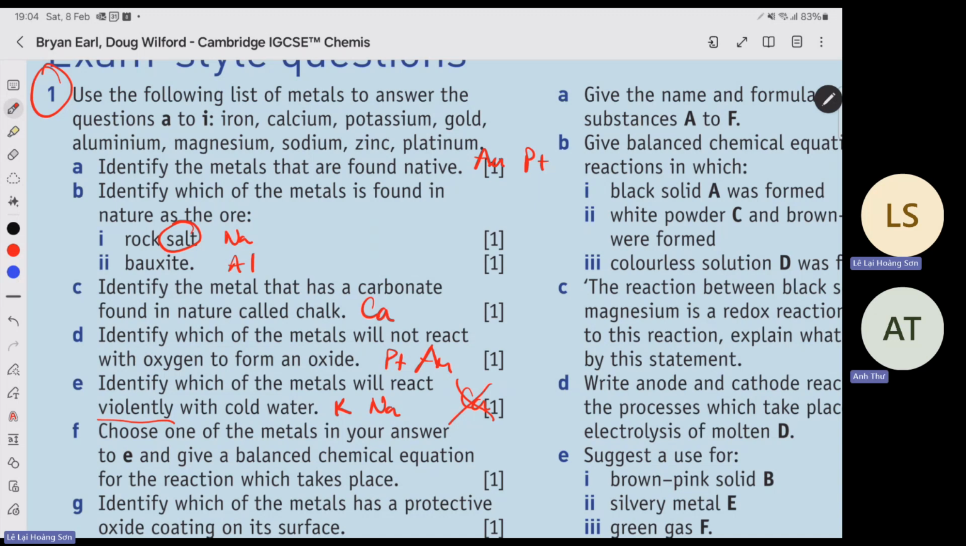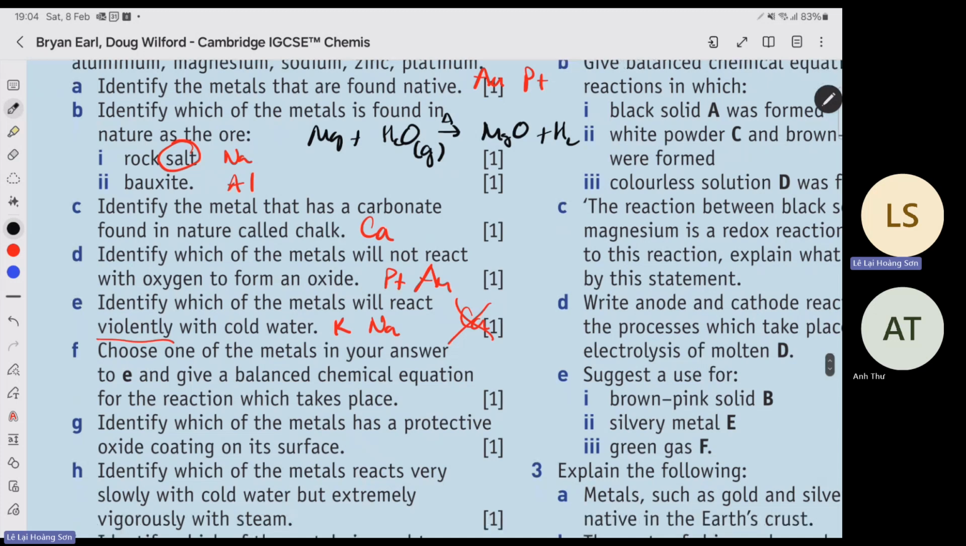All right. Can you help me write out the reaction between magnesium and steam, water as a gas? It will form magnesium oxide and hydrogen. Magnesium oxide and hydrogen. Good. All right, let's move on.